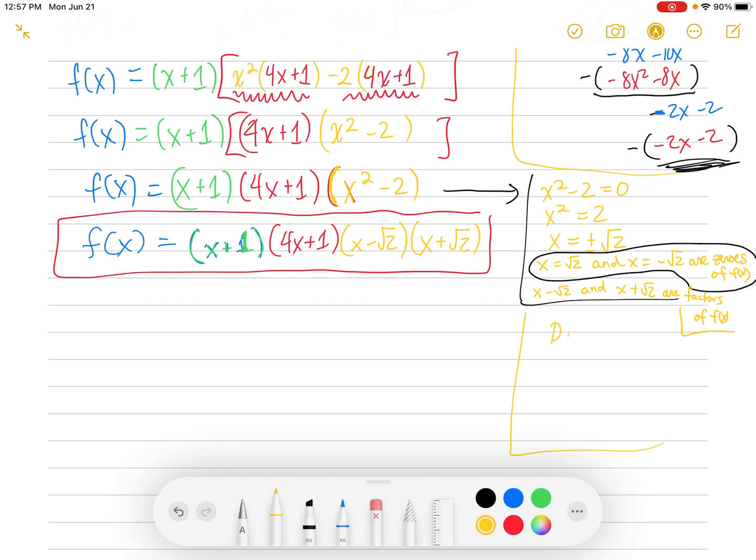If you don't like that setting equal to 0 method for x squared minus 2, you could actually do this differently with the difference of squares factorization, in which case you have x squared minus 2 is the same thing as x squared minus root 2 squared. And with the difference of squares, you have x plus root 2, x minus root 2. Or you can change the signs, x minus root 2, x plus root 2. However you want to write it.